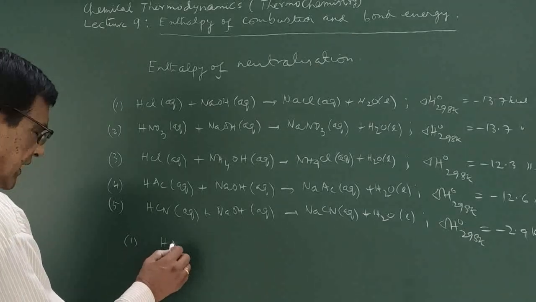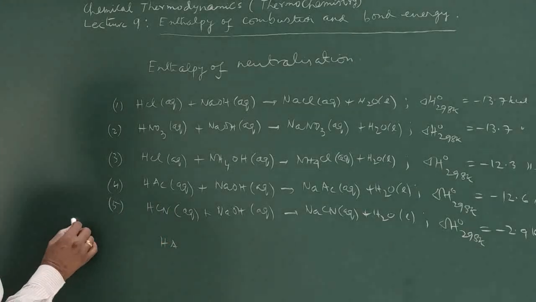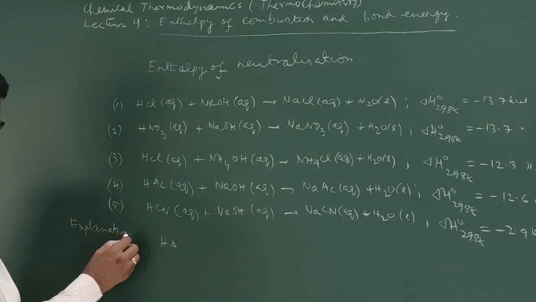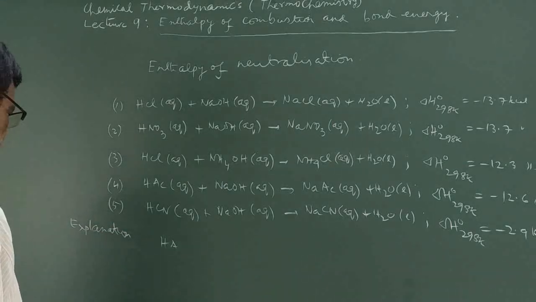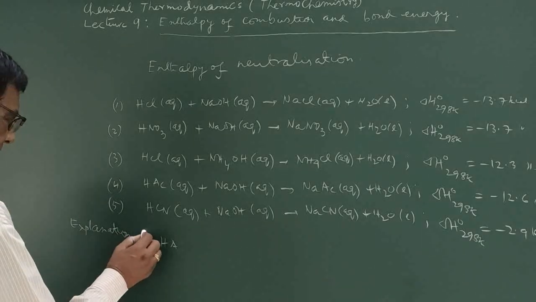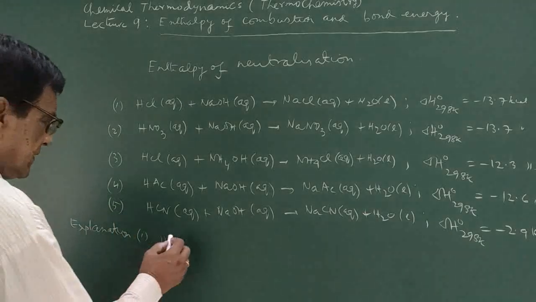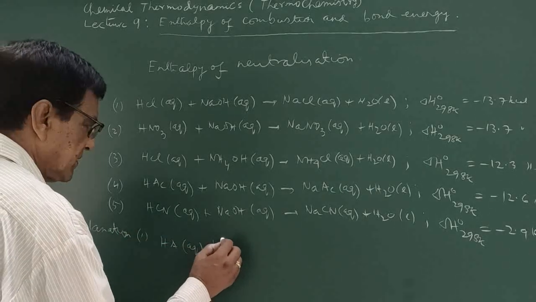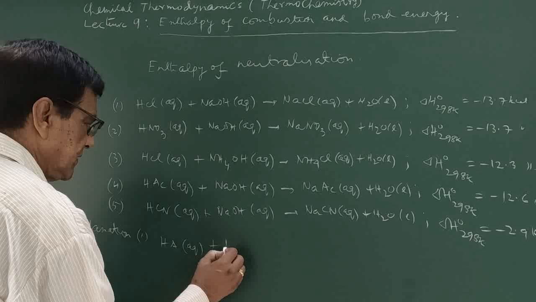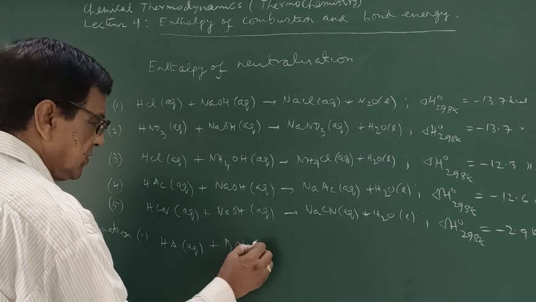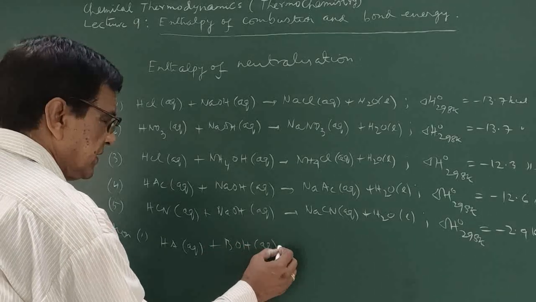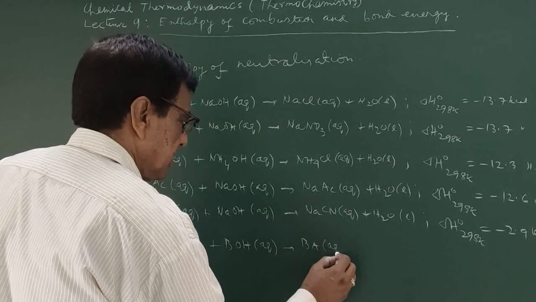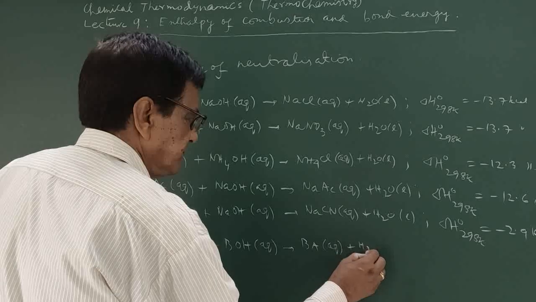Explanation. Suppose a strong acid HA plus a strong base BOH in aqueous solution, giving the salt BA aqueous plus water liquid.